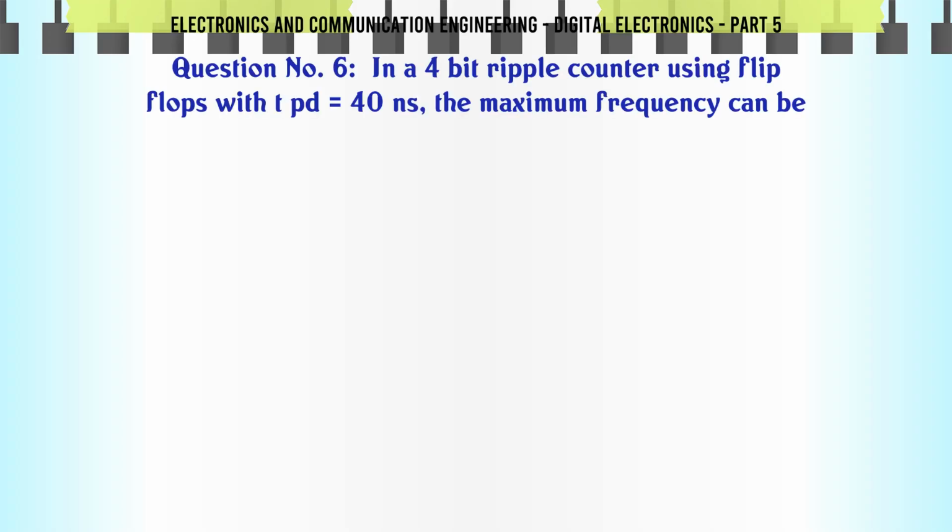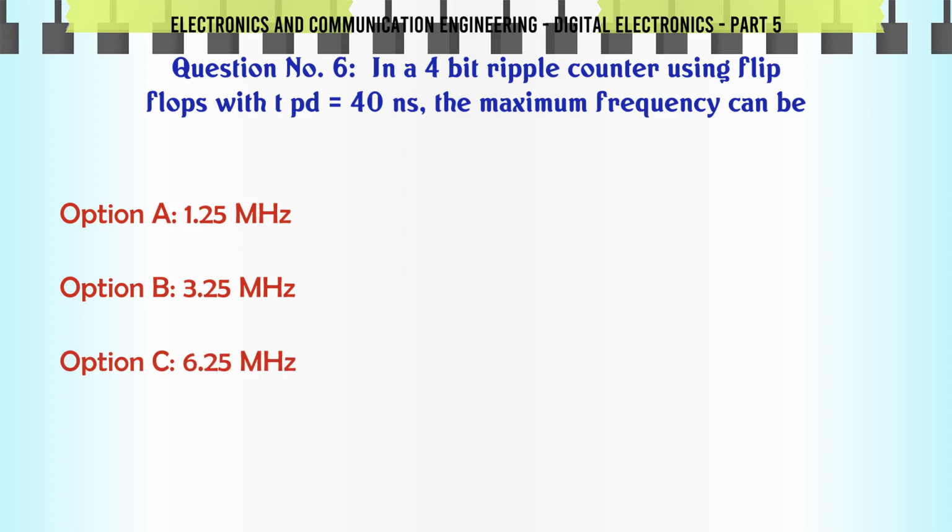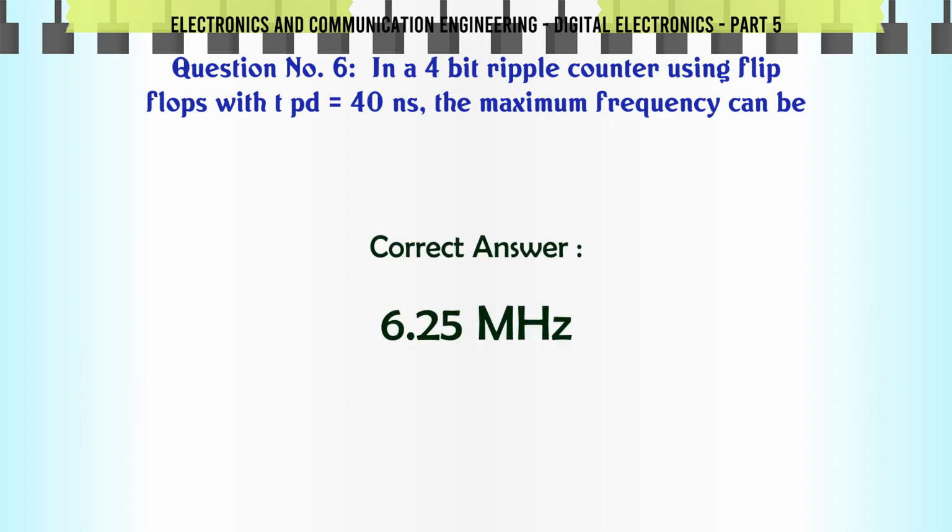In a 4-bit ripple counter using flip-flops with TPD 40 ns, the maximum frequency can be: A. 1.25 MHz, B. 3.25 MHz, C. 6.25 MHz, D. 12.5 MHz. The correct answer is 6.25 MHz.